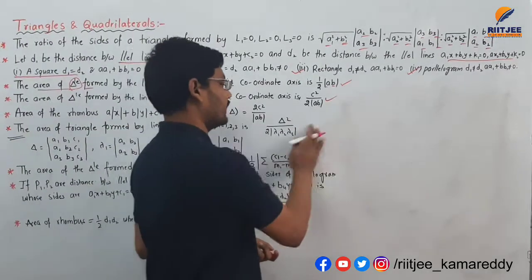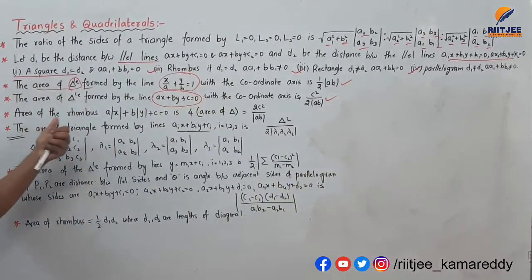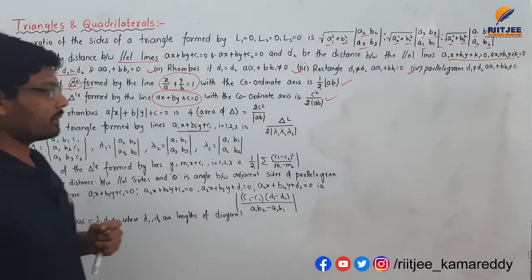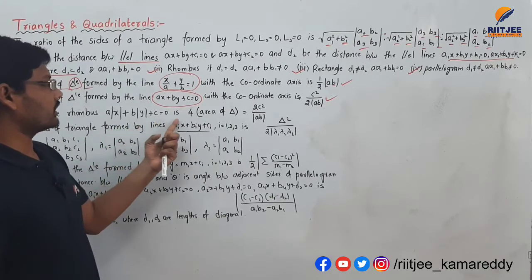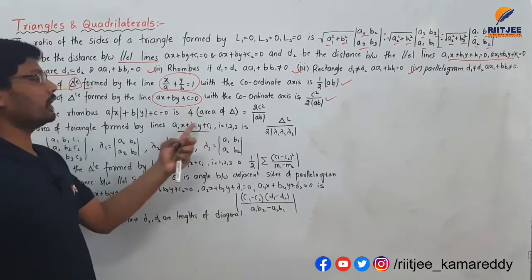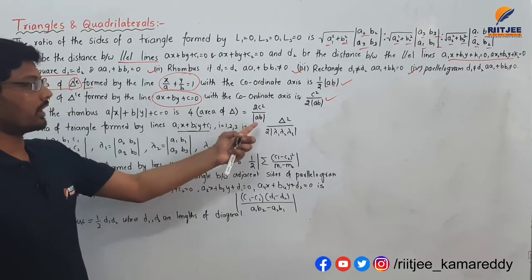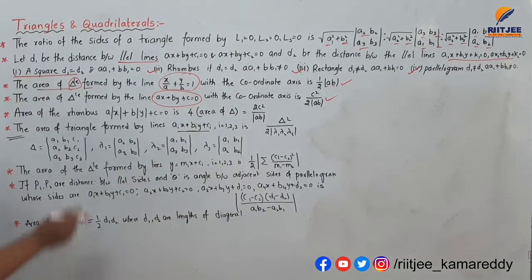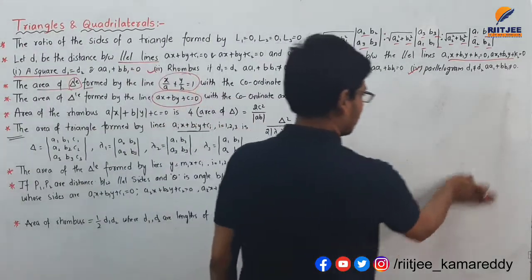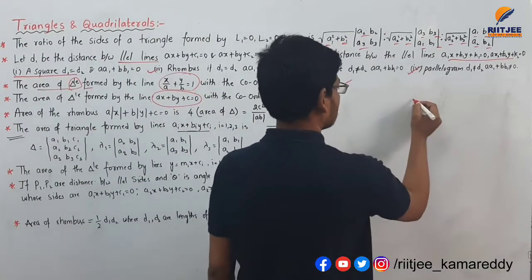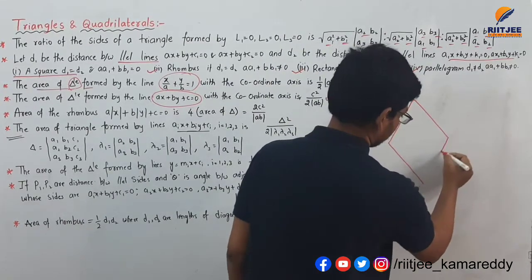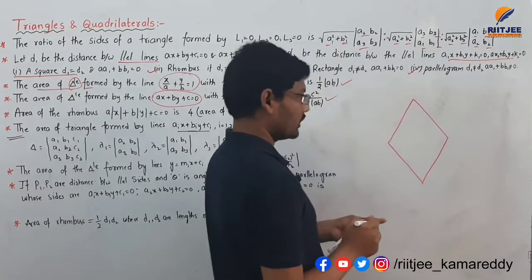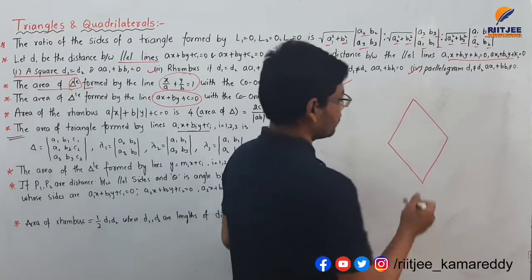And the next point is area of the rhombus. For the rhombus formed by ax plus by plus c is equal to 0, the area is 4 into area of the triangle, which is equal to c square by mod of ab, where we want the area of the rhombus here. I am taking a rhombus here.